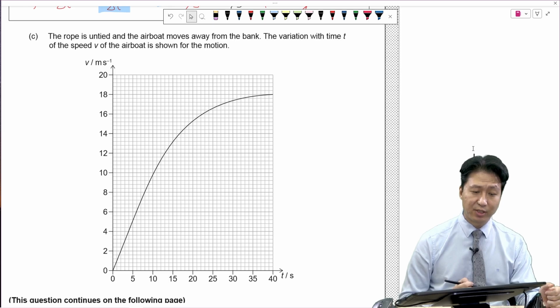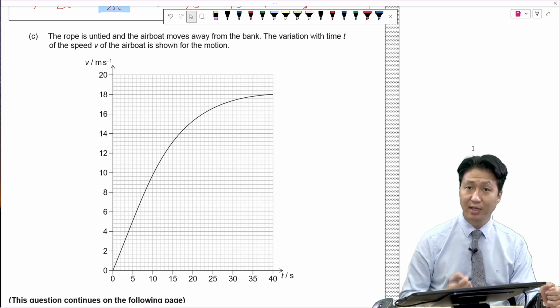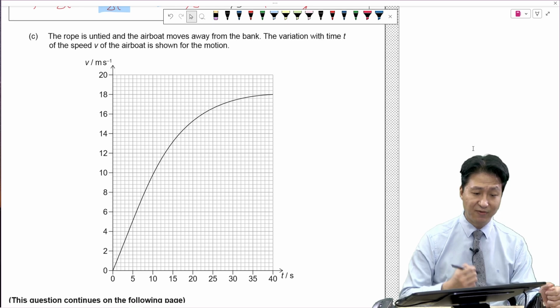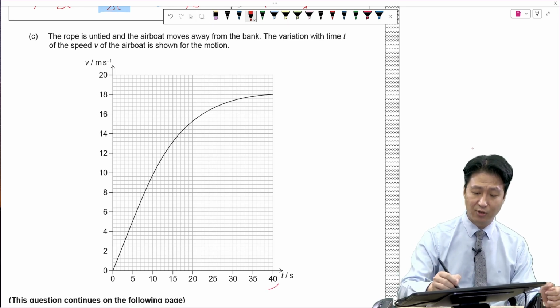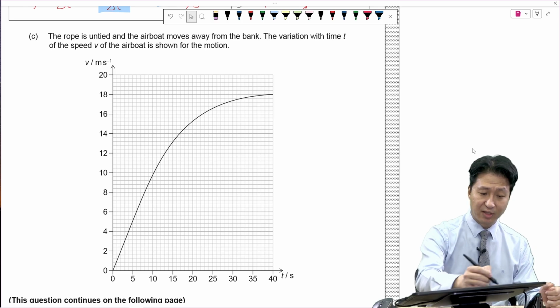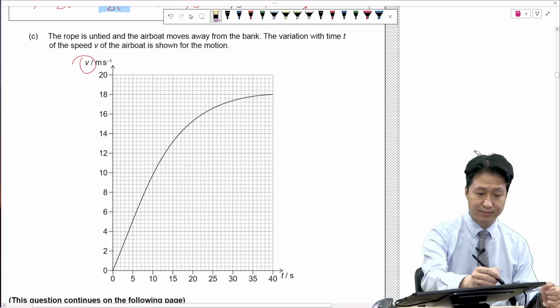For part C of this question, the rope is untied and the airboat moves away from the bank. The variation with time t of the speed v of the airboat is shown for the motion. So this is the graph, and you can find in this graph that it has velocity on the y-axis and time on the x-axis.